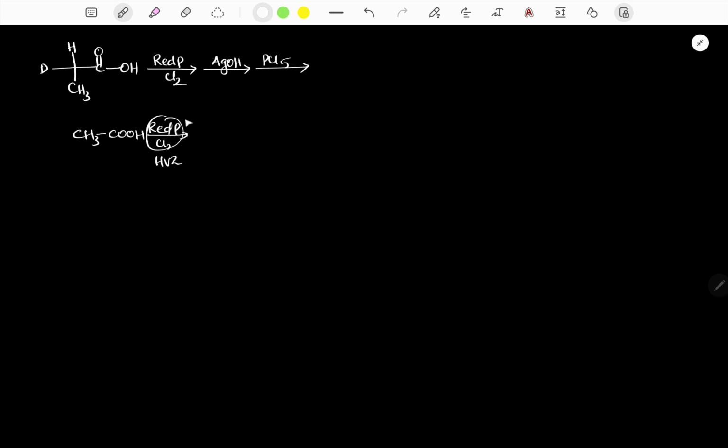Initially red phosphorus and Cl2 react, giving PCl3 and excess Cl2. It is a Lewis acid, and from Cl2 we get the electrophile. In the presence of Lewis acid, if I add electrophile, at the alpha carbon of CH3 the hydrogen is replaced with chlorine, and chlorine attacks this carbon above the plane and below the plane. This reaction is known as the HVZ reaction, the Hell-Volhard-Zelinsky reaction.